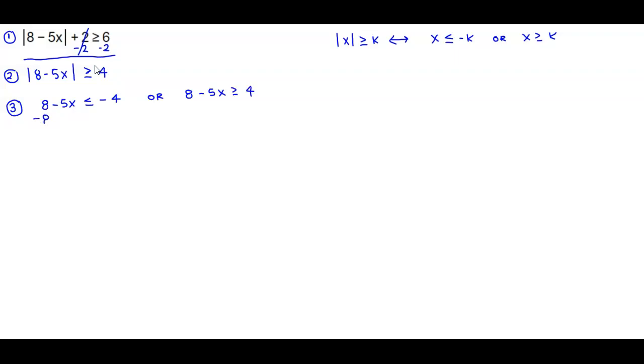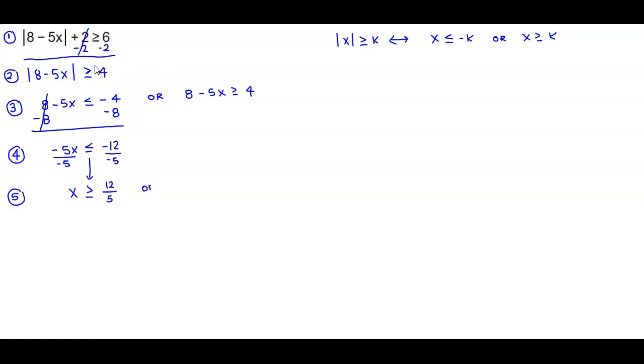So we're going to subtract 8 from both sides. So we get 8 minus 8, which is 0. And then we have negative 5x, which is less than or equal to negative 4 minus 8, which is negative 12. Now we need to divide both sides by negative 5. And recall that when you divide by a negative number, you need to flip the inequality, so this is greater than or equal to. So x is going to be greater than or equal to negative 12 divided by negative 5, which becomes positive 12/5.